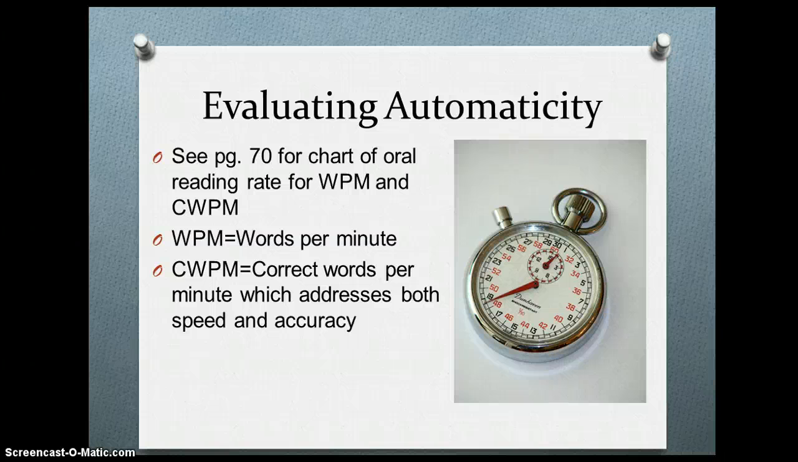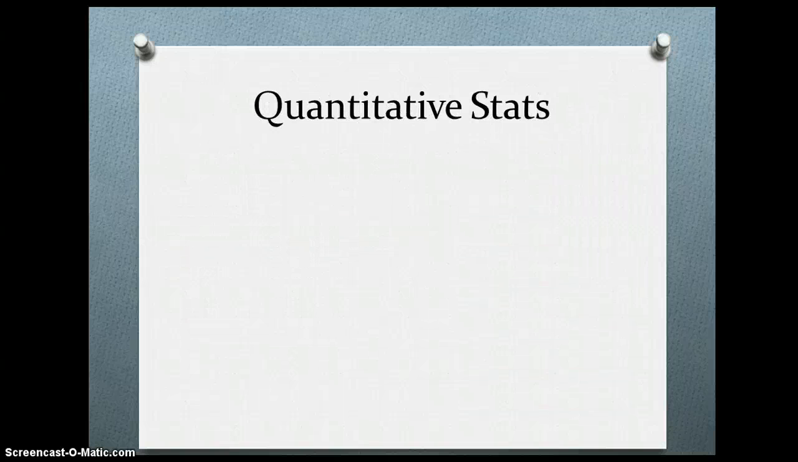Also, when you're looking at the student's oral reading, you want to look at the types of miscues they're making, look for patterns and trends, and determine why they might be making those miscues. But also you're going to want to look at automaticity via words per minute and correct words per minute. So make sure you don't forget to time how long it takes the reader to read.